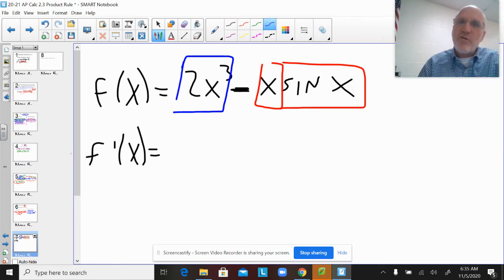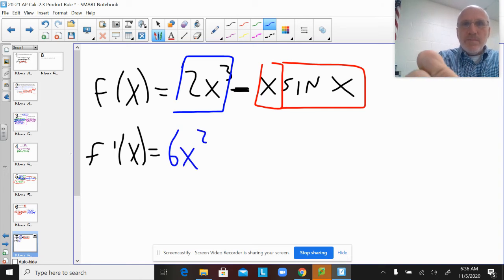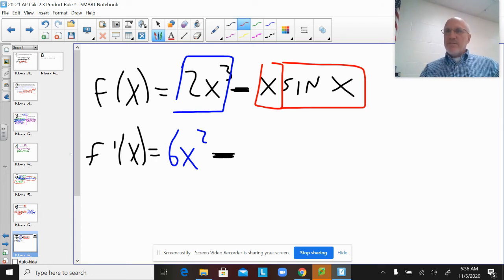First, in blue, let's take the derivative of 2x to the 3rd. You can't forget the derivatives you already knew. The derivative of 2x to the 3rd is just 6x squared. Now, putting that big minus sign here. Now I have a product.